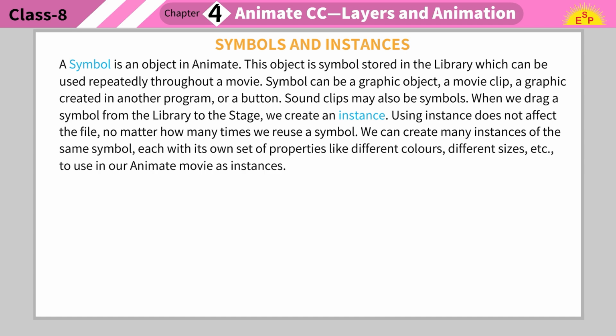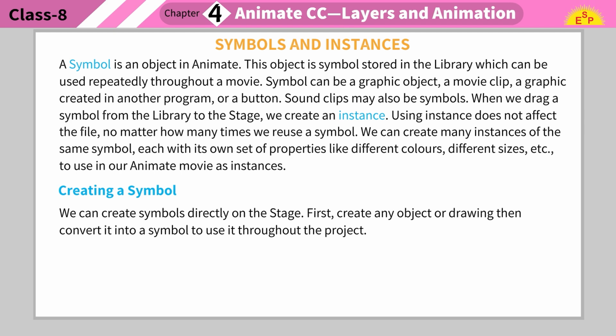We can create many instances of the same symbol, each with its own set of properties like different colors, different sizes, etc., to use in our Animate movie as instances. Creating a symbol. We can create symbols directly on the stage. First, create any object or drawing, then convert it into a symbol to use it throughout the project.